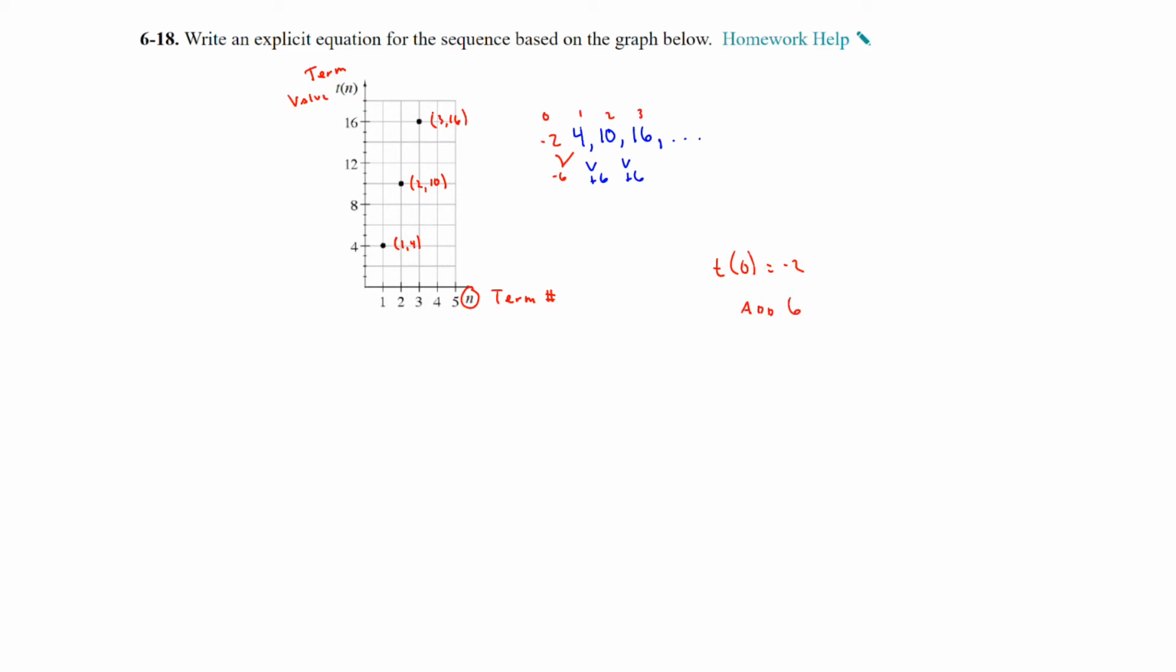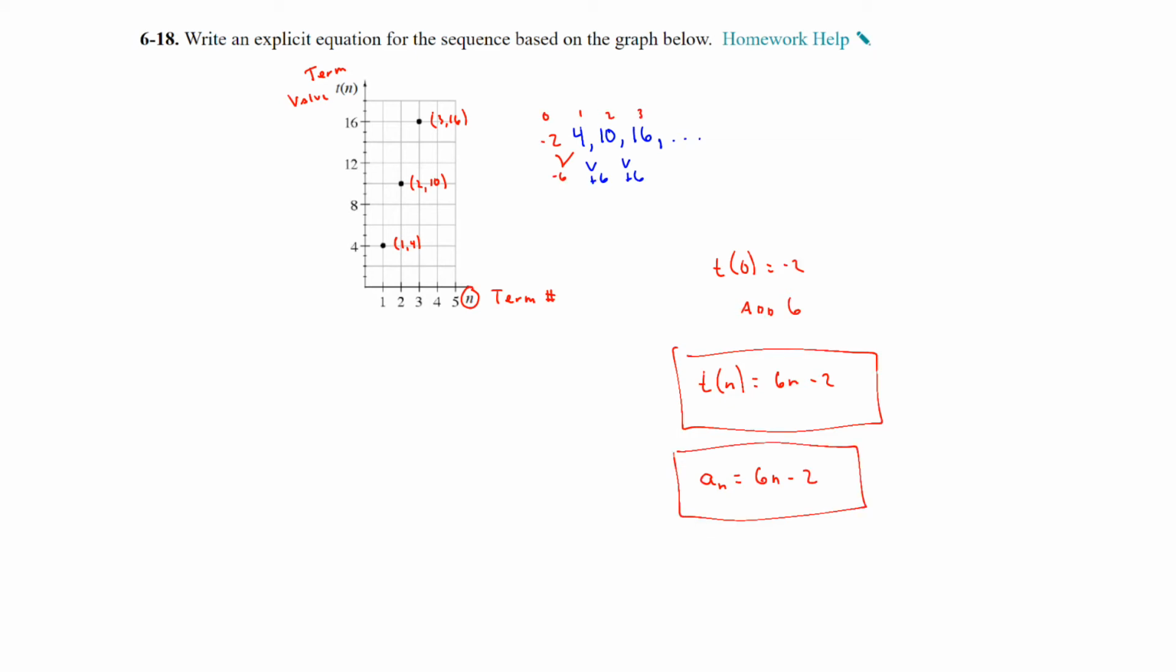So that allows us to write the explicit equation. T of n is equal to 6, which is the generator, so 6 times n, and then minus 2 would be that term 0 that we're looking at. So that's that form. If you chose to use the alternative form, a of n could look like this. A sub n is equal to 6n minus 2. So same thing, but a sub n instead of t of n. Either one is fine. But it has to be an explicit equation.